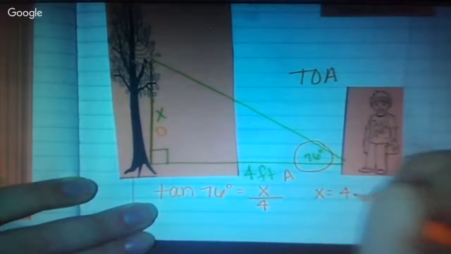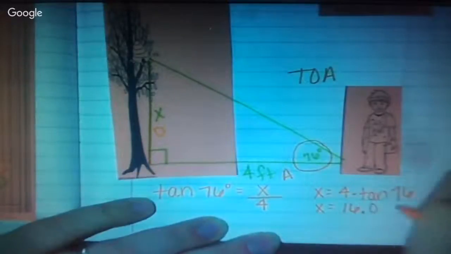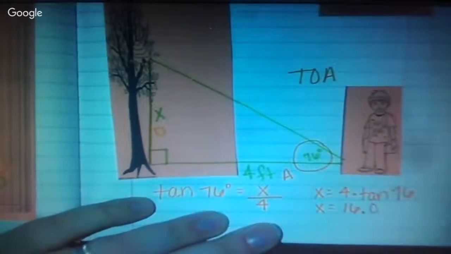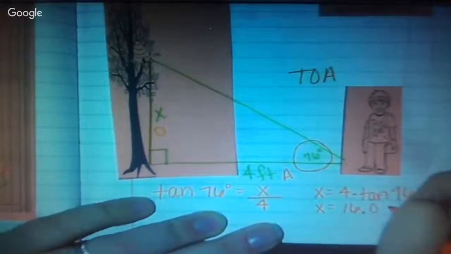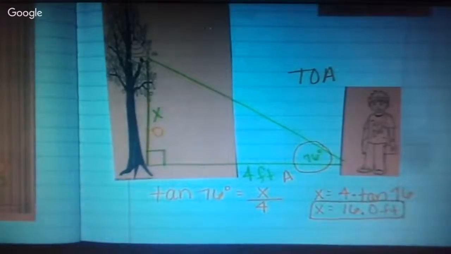Multiply. It is 16.0. 4 times that is 16.0. And what are we in? Feet. Your tree is 16 feet tall. It's really not a tall tree. Or actually, your tree's not 16 feet tall. That's how high the beehive is in your tree. It's really not that tall.